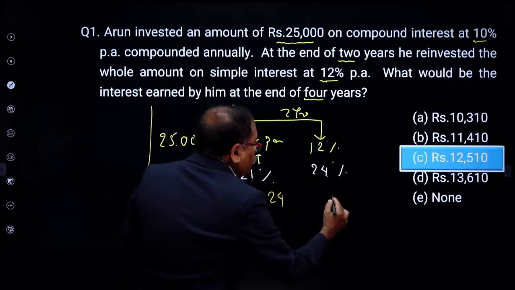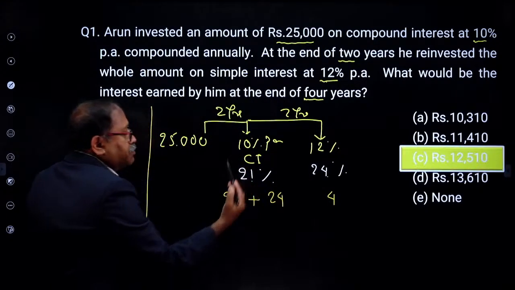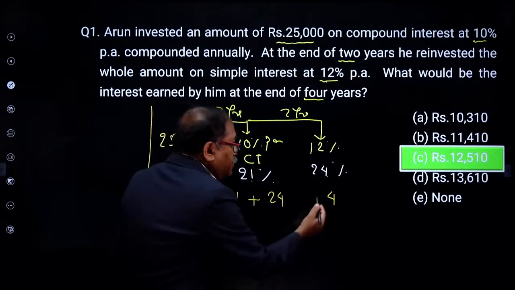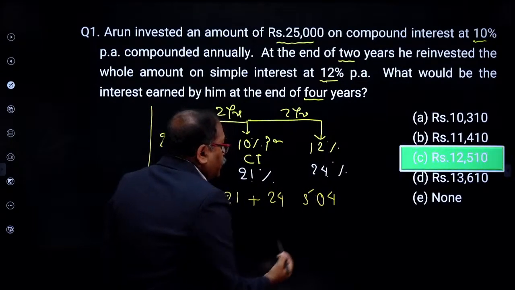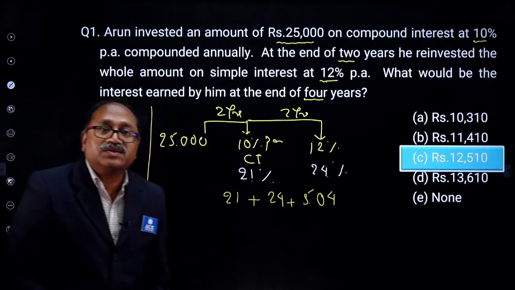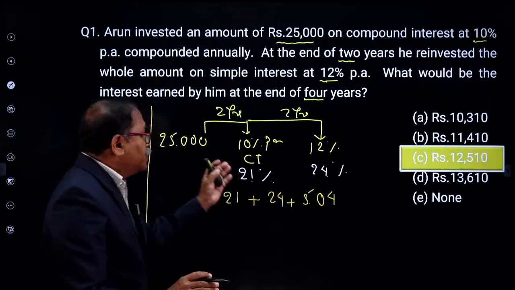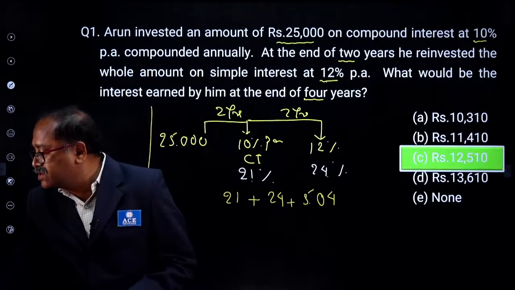4 into 1 is 4. And then the inside product is 2, outside product is 8. That is 2 plus 8 is 10. Carry 1, and 2 into 4 is 8, and 1 makes 5. And the decimal comes over here. So this is interest on interest. This is what he gets, the total interest on 25,000. This is the easiest way to answer the question.